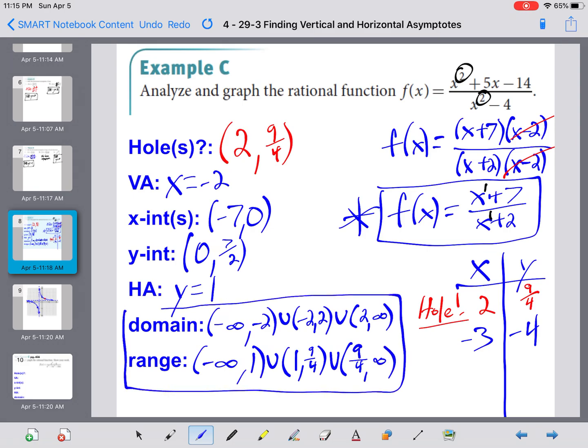And there is our domain and range. Again, the easiest way to do domain and range is at the end. After everything's pieced together, just look at the graph. Domain left to right, range bottom to top, focusing on interval notation.